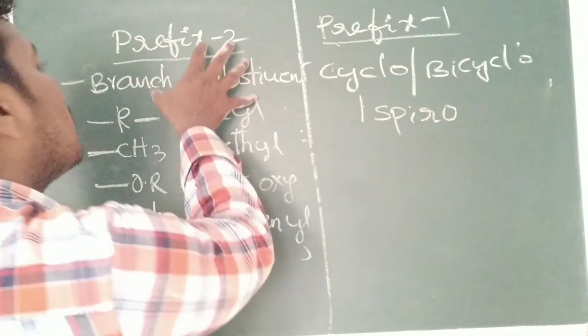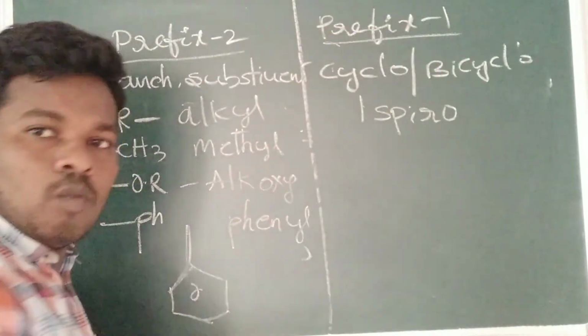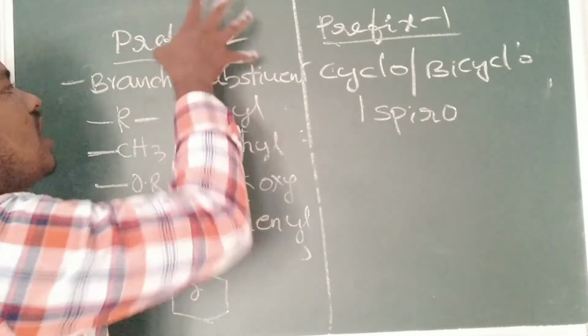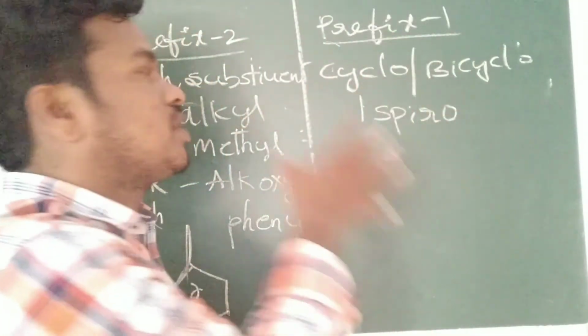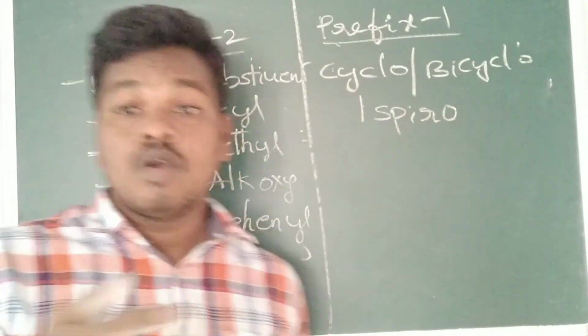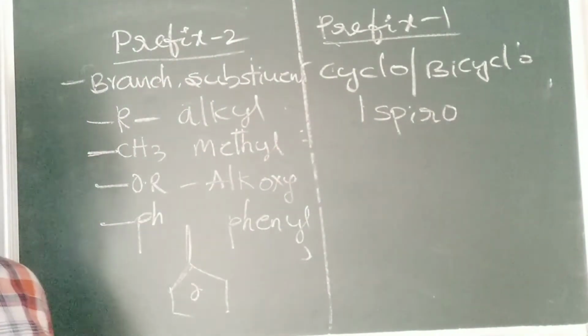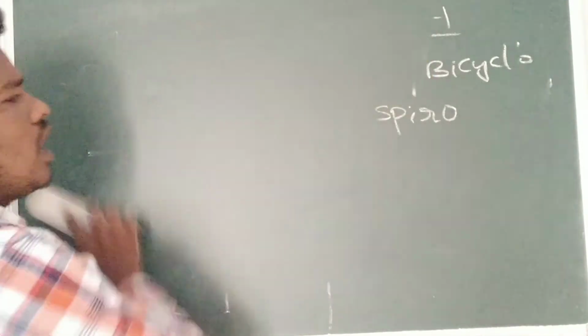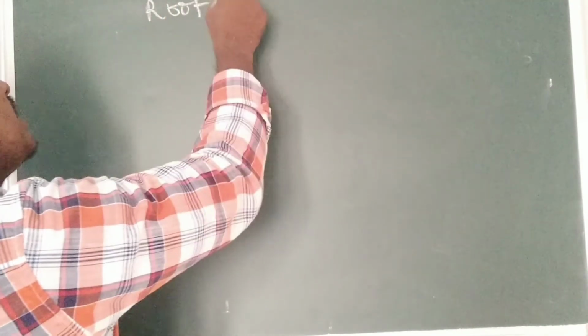So this is about prefix 2 and prefix 1. When a substituent or a branch is presented, we have to use prefix 2. For example, cyclo, bicyclo, spiro is present, we have to use prefix 1. Next, what is meant by root word or word root? First prefix 2 will come, then prefix 1 will come, next the root word or word root will come.